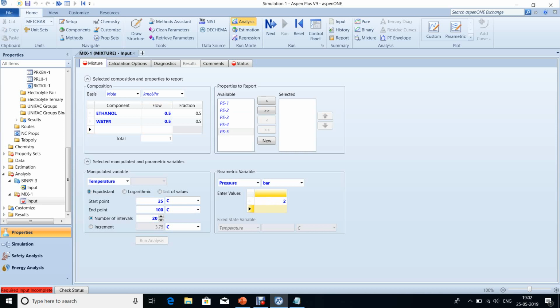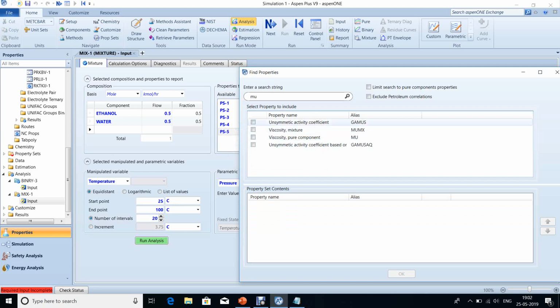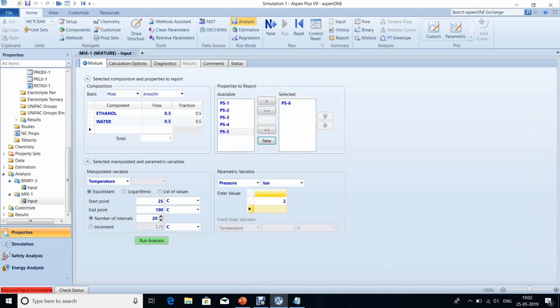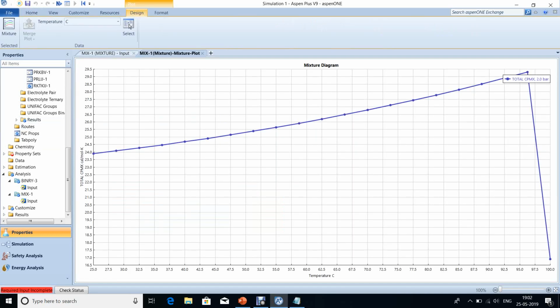and then again I will click new PS6, then I will write Cp. I don't know, Cp will be there, yes. Heat capacity of mixture. Again click OK. Then if I run the analysis, okay, yes, Cp increases at some point and then decreases abruptly for this particular mixture, right?